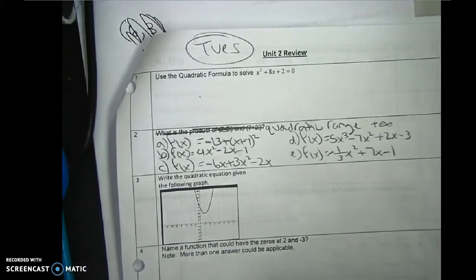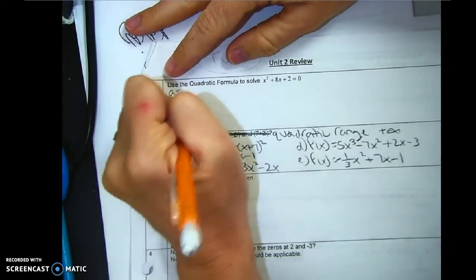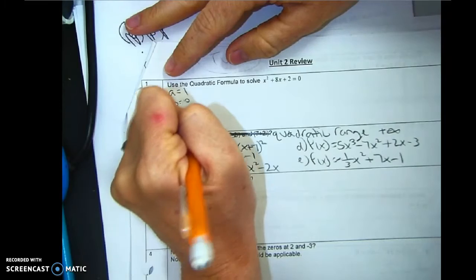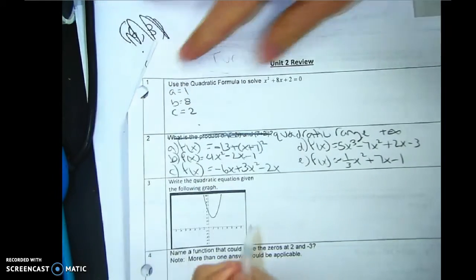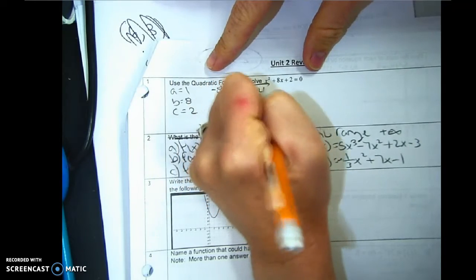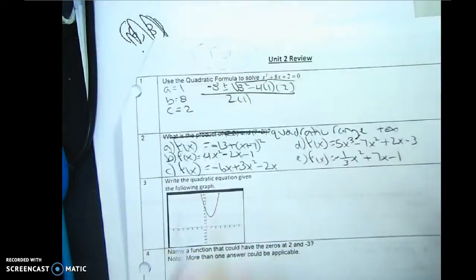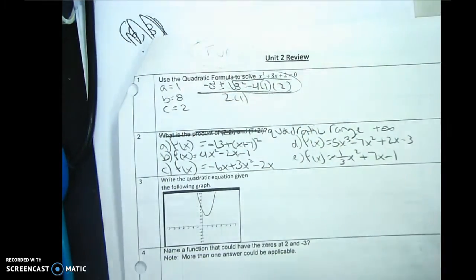So be aware that I've changed some questions. Okay, so let me erase this. First thing they want is for you to use the quadratic formula. So I identify a, b, and c. Negative b plus or minus the square root of b squared minus 4 times a times c all over 2 times a. You know I like to take care of that part first.